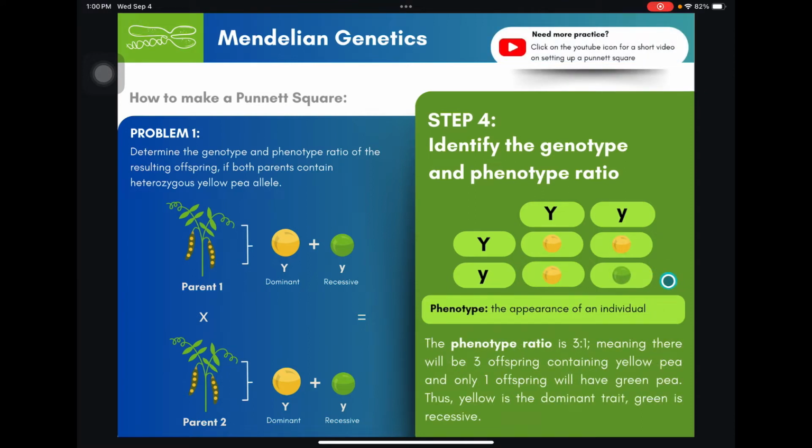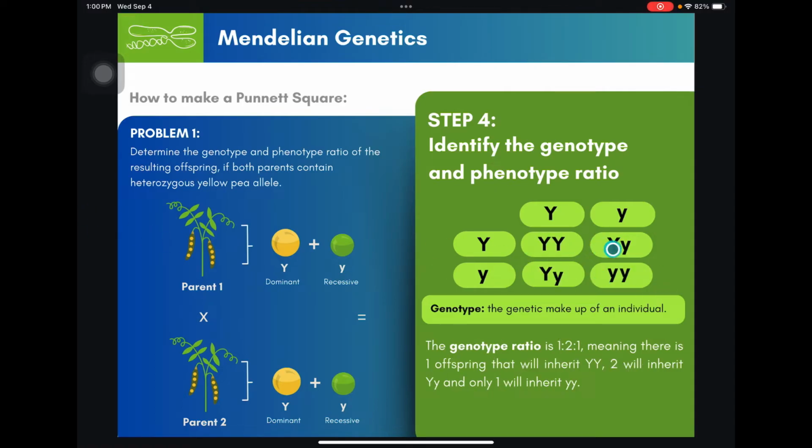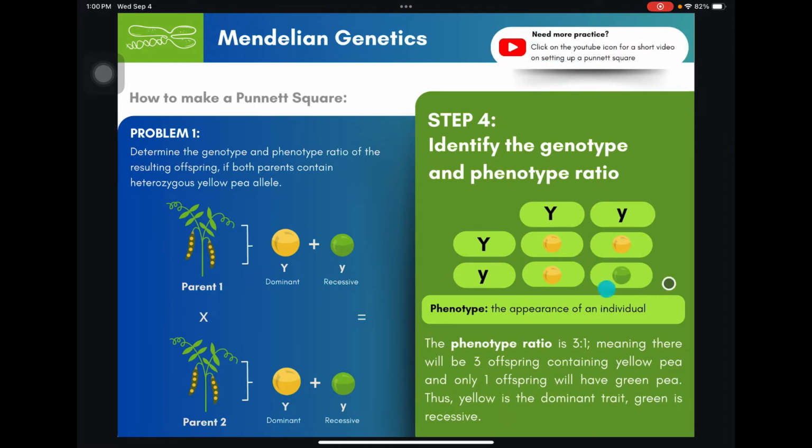The phenotype ratio is much easier than the genotype ratio because you will have to determine their appearances: how many plants will have the yellow P allele and how many plants will have the green P allele. Since 3 of them contain the dominant allele, as stated in our genotype ratio, 1, 2, 3, 3 of them will have the yellow P allele, and only 1 contains the recessive trait, or the green P allele.